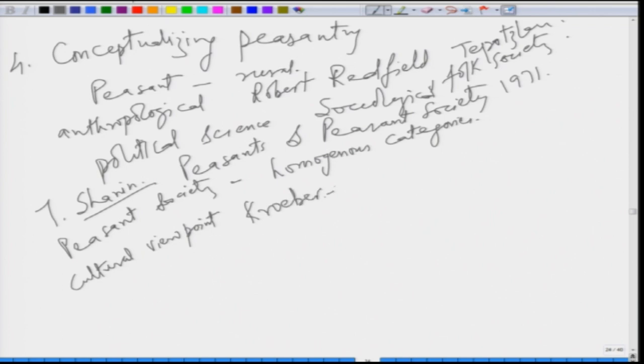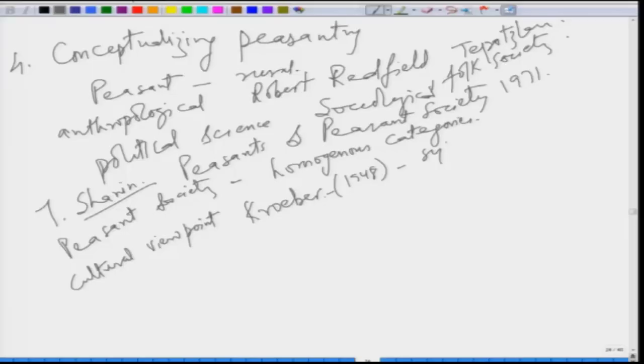And Kroeber, basically he was trying to speak in 1948 about the understanding of the peasantry, and he was the first to define the concept of peasant in a more systematic way. So, systematic analysis of peasantry has been started by Kroeber, and he treated them as a homogeneous category, as I mentioned earlier. He tries to see in terms of what?